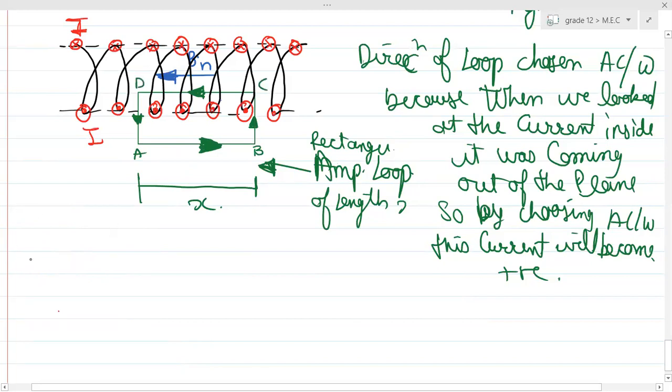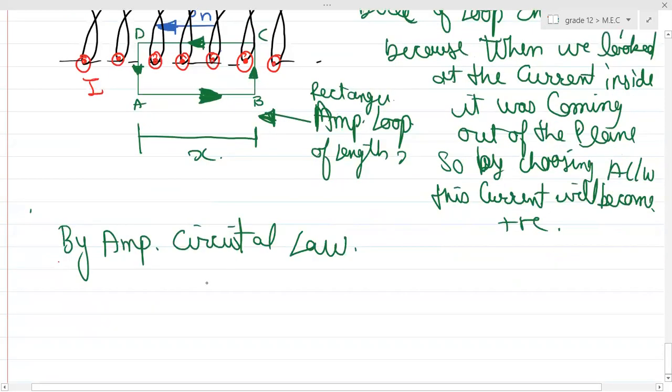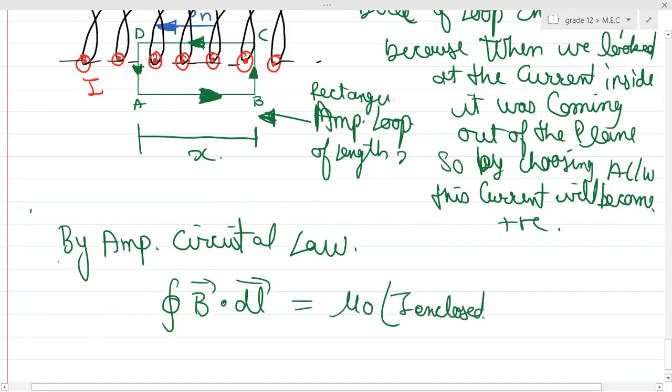Okay, so I've considered Amperian loop ABCD, and the direction I've chosen is anti-clockwise, so that this current will become positive. Now, by Ampere's circuital law, always write the equation that will give you marks, even in board exams, in both Ampere's circuital law and Gauss theorem. So B dot dl should be equal to mu naught into I enclosed. Is this your Ampere's circuital law?